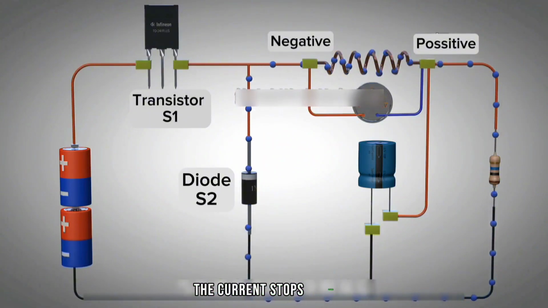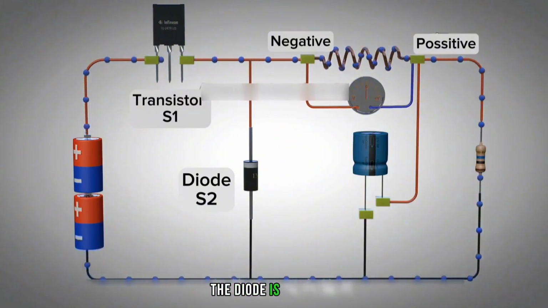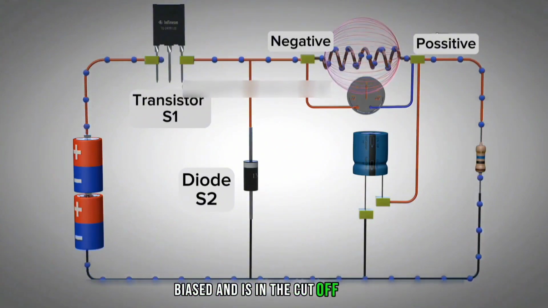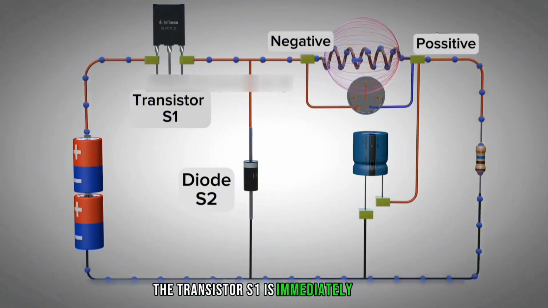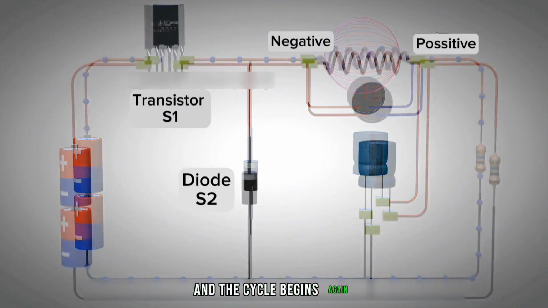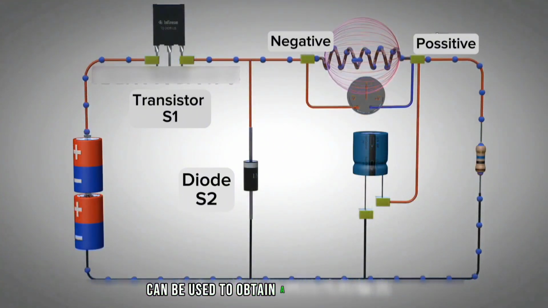The current stops flowing when the energy in the inductor is completely released. The diode is reverse biased and is in the cutoff state. At this time, the transistor S1 is immediately closed and the cycle begins again. Using this method, the target voltage can be used to obtain a continuous output.